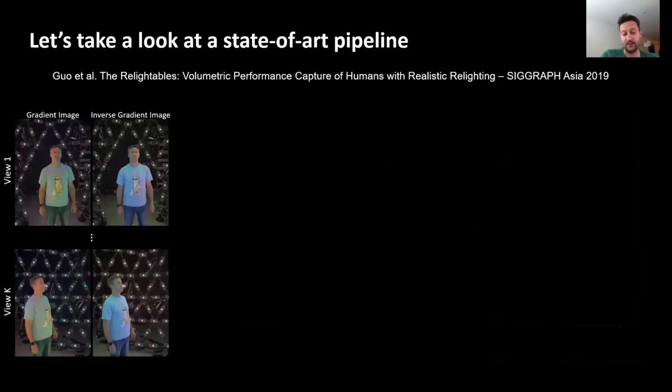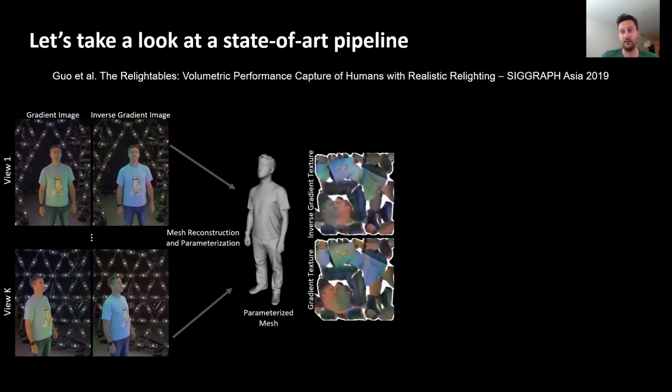Let's take a look at the state-of-the-art pipeline. In this case, we're going to talk about the Relightables pipeline, but many of the things that I'm going to tell you are actually shared among many volumetric capture pipelines. All of them usually start from 2D images and perhaps custom depth sensors. And the goal is, from these 2D images, you want to build a 3D model, a 3D representation of your subject. You usually want also to parameterize these 3D models to have a common texture space where you can blend together all the multi-view images in this common texture space.